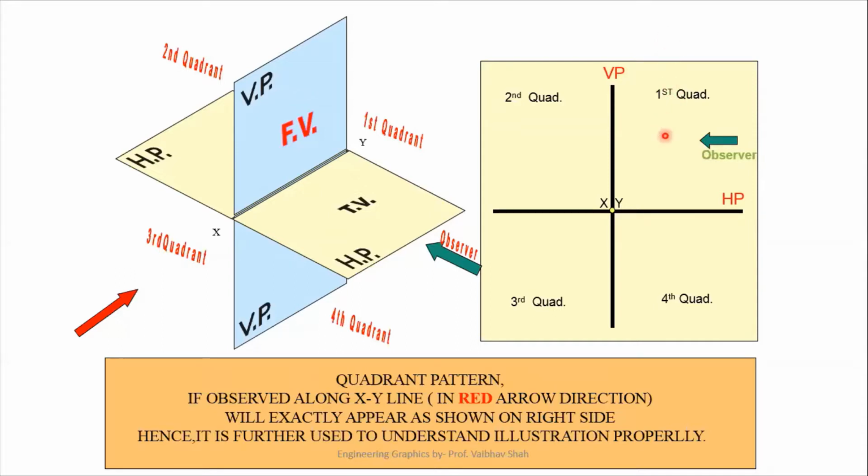So we will be taking two views of any object. In our case, our object would be a point, so we will be placing a point in any of the quadrants, and we will be taking the front view from the observer direction and the top view from the top direction.